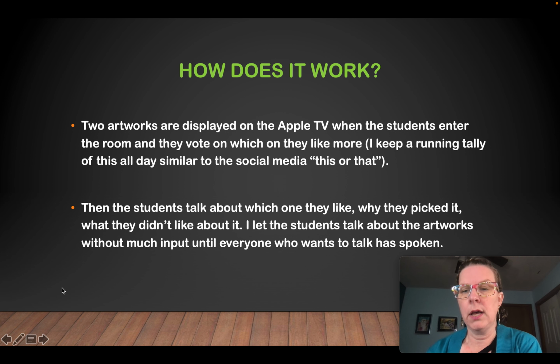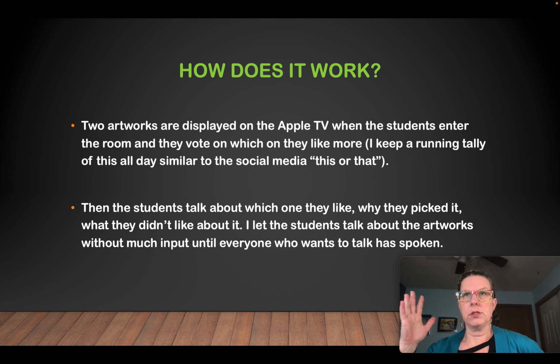And how it works is I take two artworks and I just find them online, and I screenshot them together so they're side by side, and I put them on my Apple TV. So when the kids walk into class every Friday, they have these two works that they can see on the TV, and on a board inside the room, I have this or that marked, and they just go up and choose right away. They look at it and choose which one they like. Are they choosing the this or the that? And they mark it.